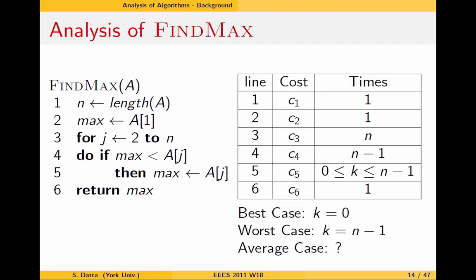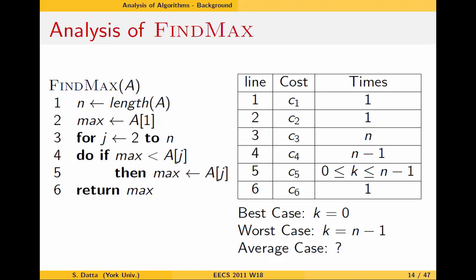So the first line of the loop is going to run once more than the body of the loop. Line 4 is in the body of the loop. Body means the code inside the loop, right? So line 4 is executed n minus 1 times, as it should. 2 through n is n minus 1. So that's fine. Line 3 is executed n times.